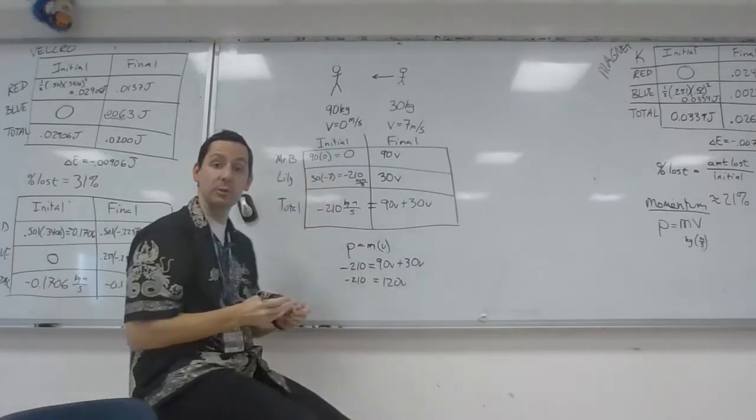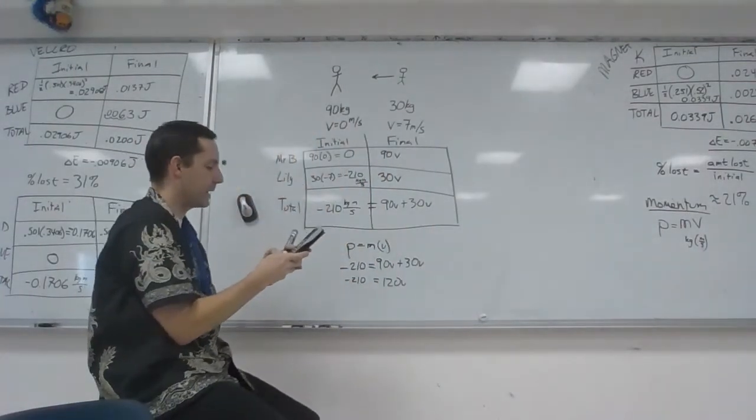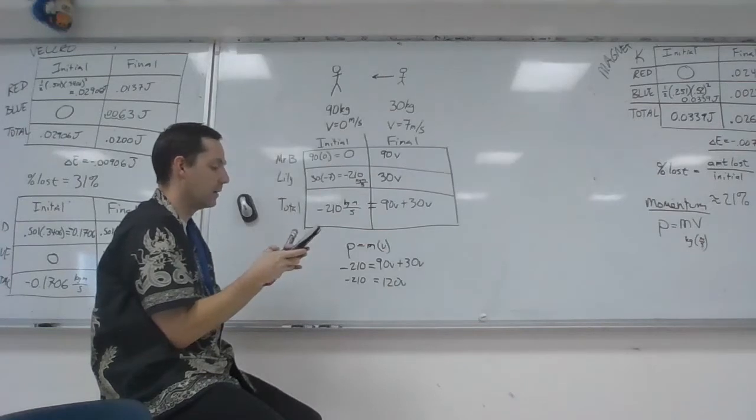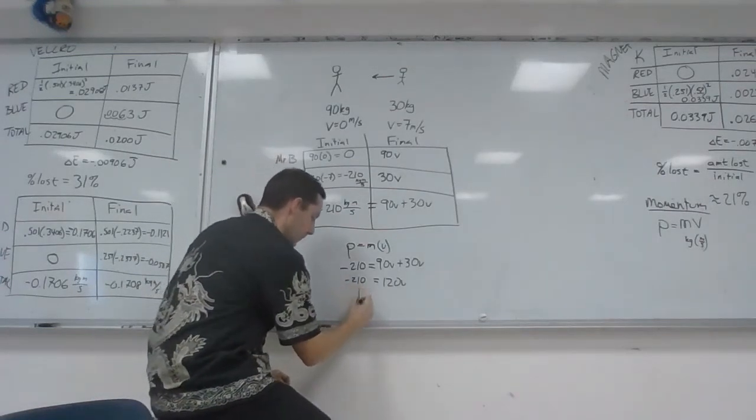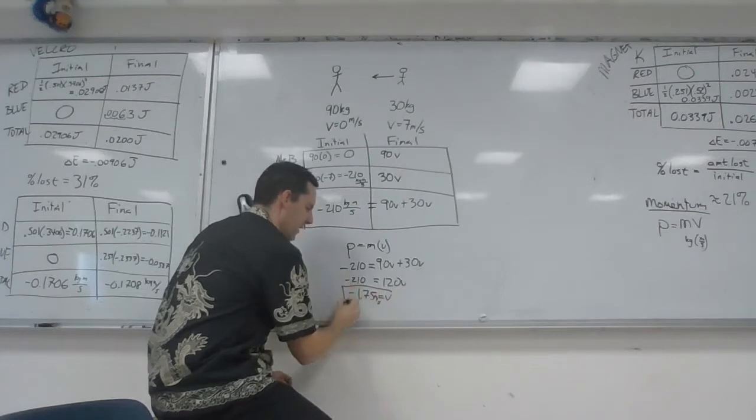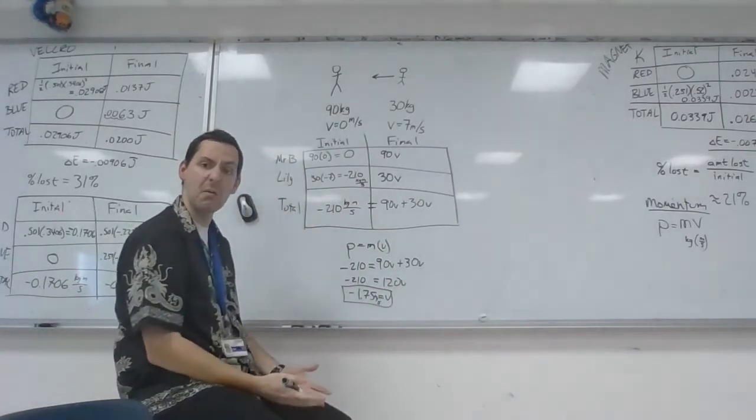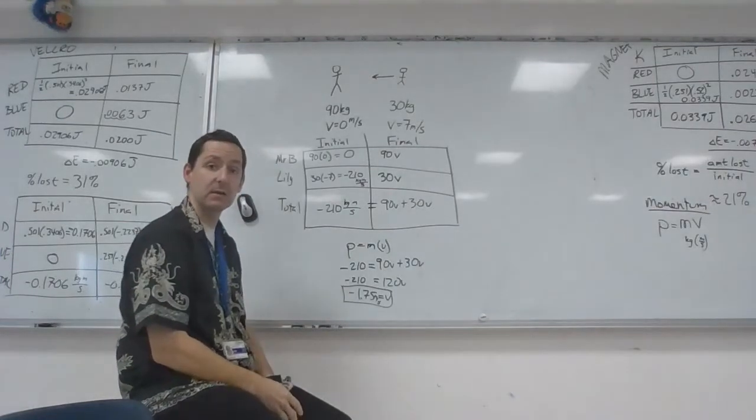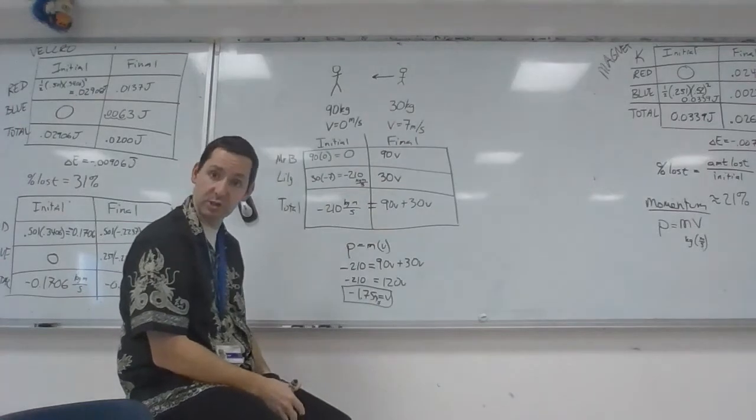And then I should be able to divide. If I take 210 and divide by 120, then I get 1.75. I do get negative. And you'll notice that that's not very fast. Okay? Can she get me moving? Yeah, but not very fast, because the momentum must be conserved.